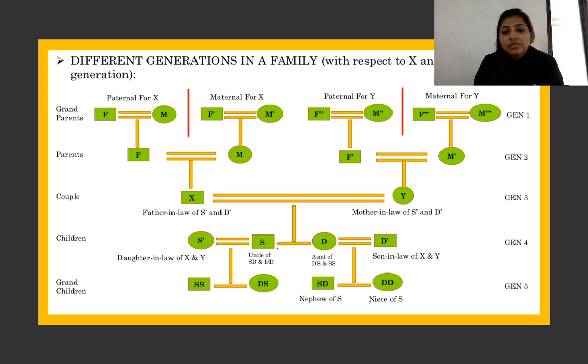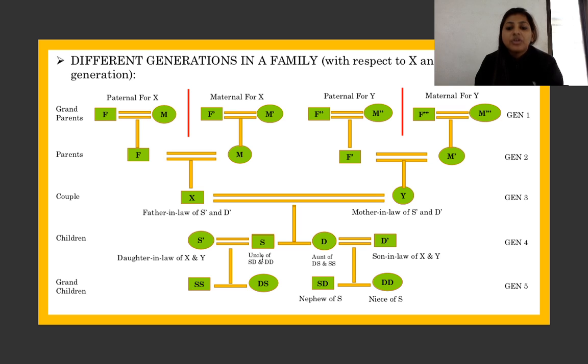Okay, then let S and S dash have two children, son of S and daughter of S, and they also have two children, son of D and daughter of D.